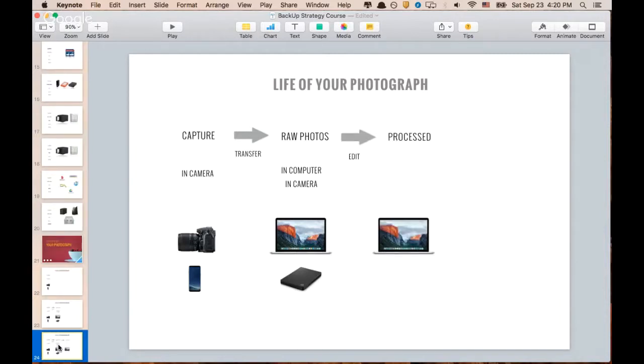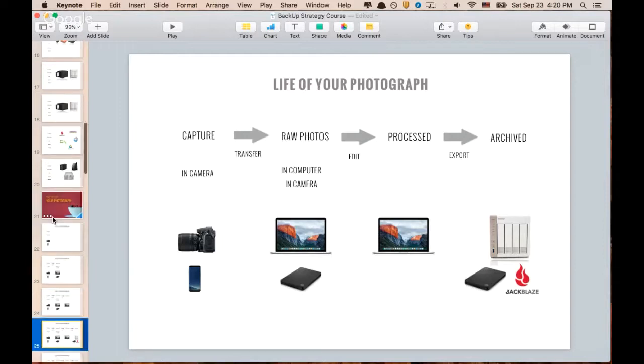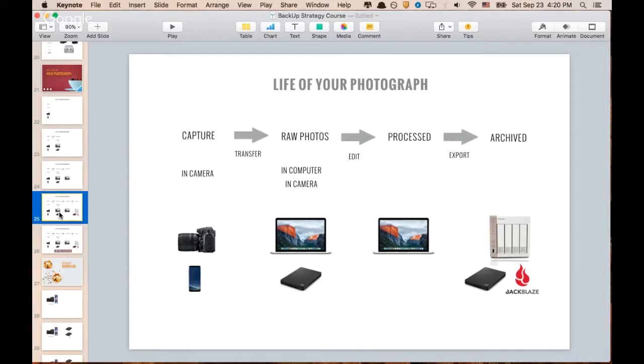Then you start editing the photograph in Lightroom or a similar post-processing software, which then takes the photograph to where it goes to archive, or it is exported, it is saved, it's ready to be shared, and that's what happens in an archive process. The photograph is archived, the quote-unquote life of the photograph stops there.